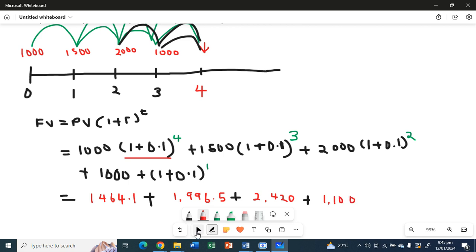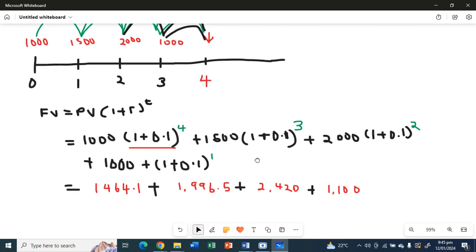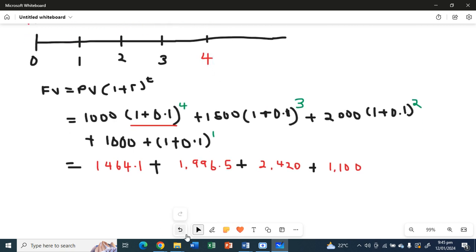So we add up all of these future values so that we know how much we're going to have by year 4. So we start with 1,464.1 plus 1,996.5 plus 2,420 plus 1,100. We get 6,980.6.